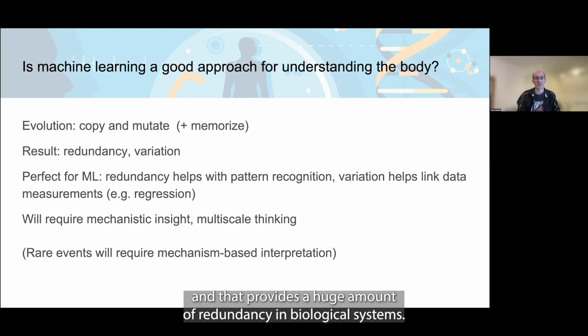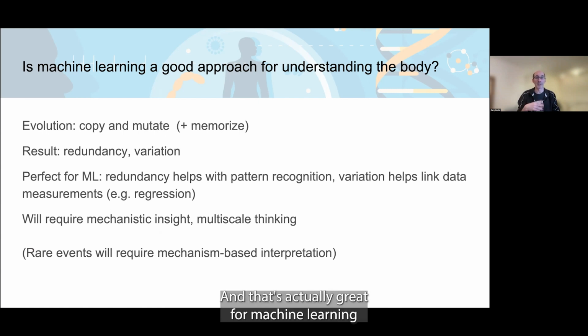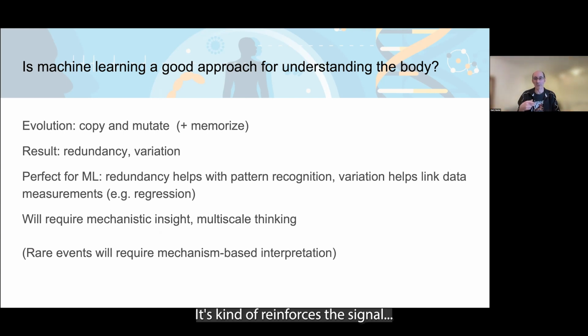That provides a huge amount of redundancy in biological systems. So when we make measurements over and over again in biological systems, we're going to see the same things over and over again. And that's actually great for machine learning because redundancy helps with pattern recognition. It kind of reinforces the signal.